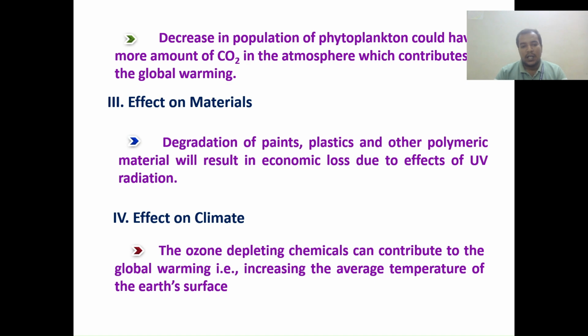Some kinds of materials are also affected by ozone layer depletion, such as the degradation of paints, plastics, and other polymeric materials. And the effect on climate: ozone layer depletion chemicals can contribute to global warming, for example, the increase in the average temperature of the earth's surface.